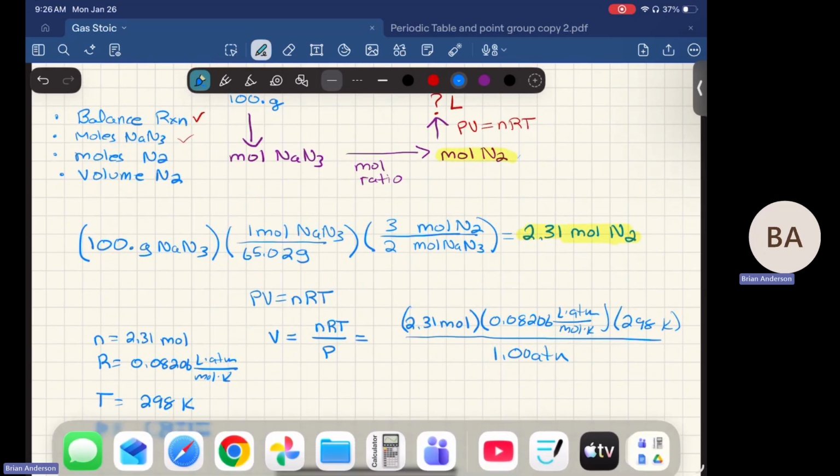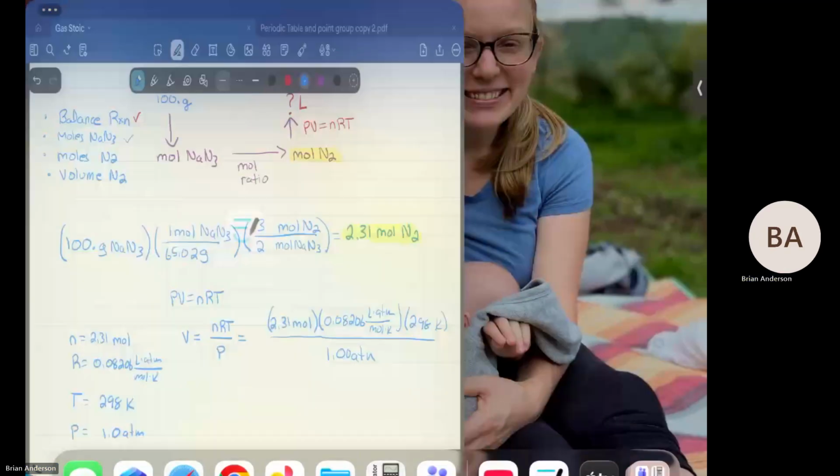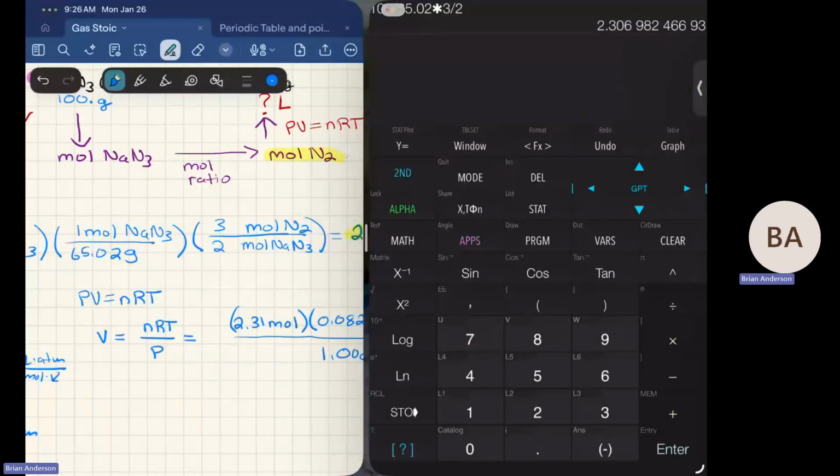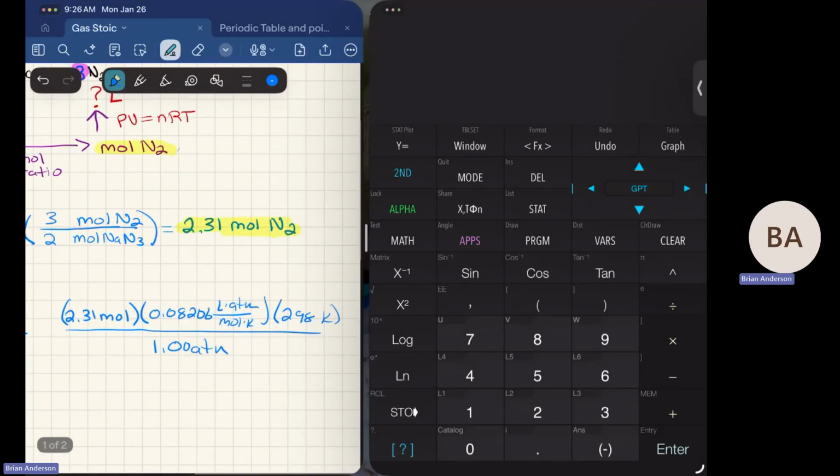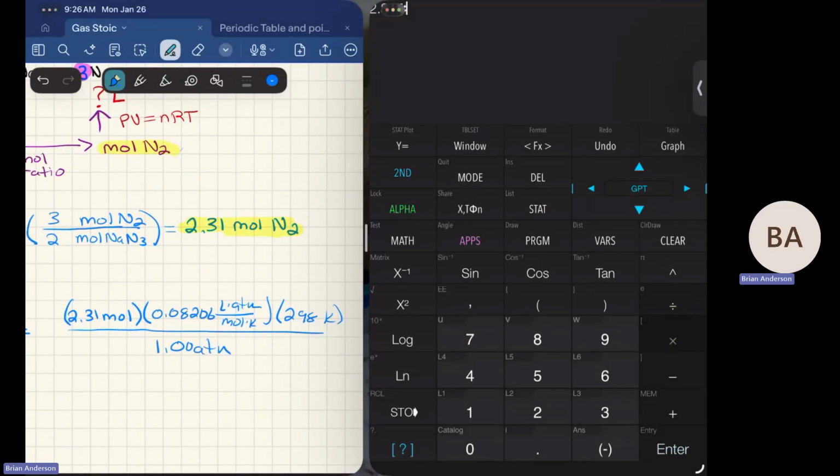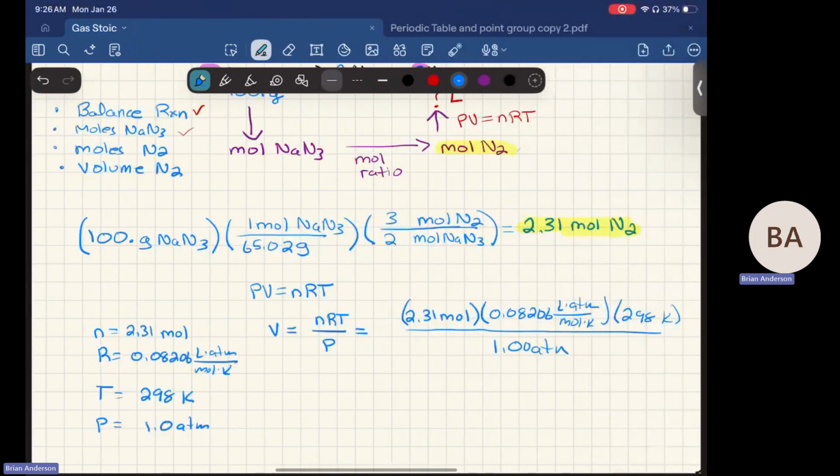Now we can calculate that out. We go back to our calculator and bring that up. We have 2.31 times 0.08206 times 298 divided by 1. And so we get, to 3 sig figs, 56.5 liters. So now we can come back and say our volume V is 56.5 liters. And here is the answer to the question.